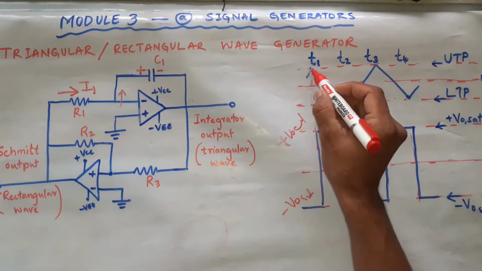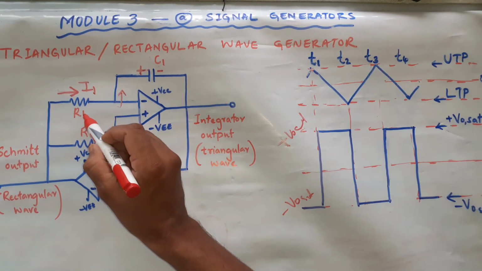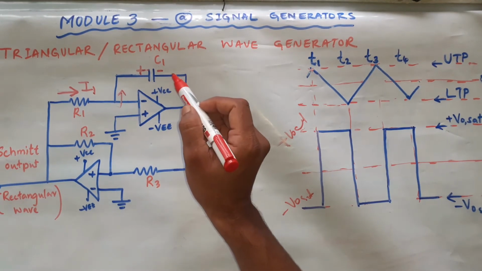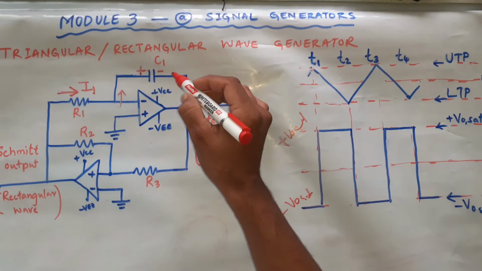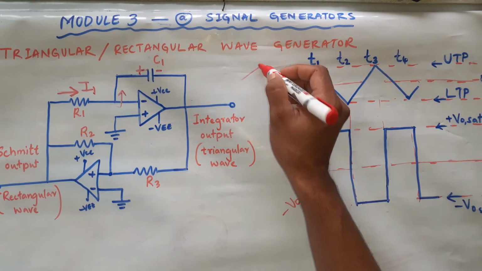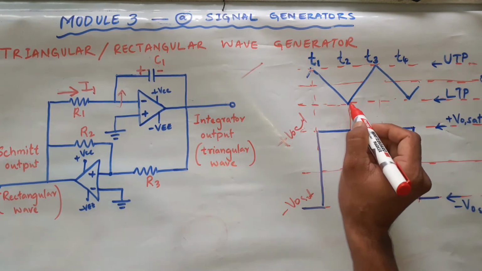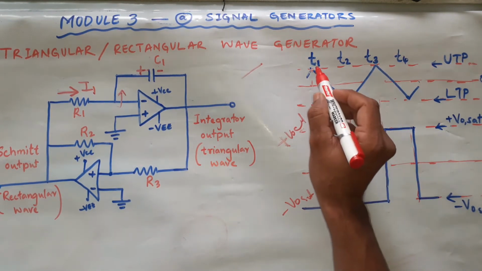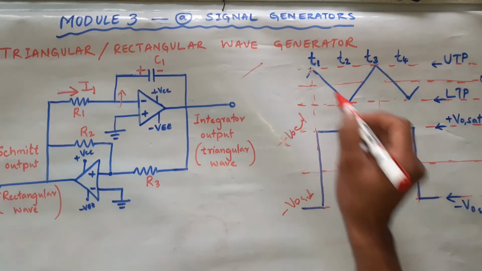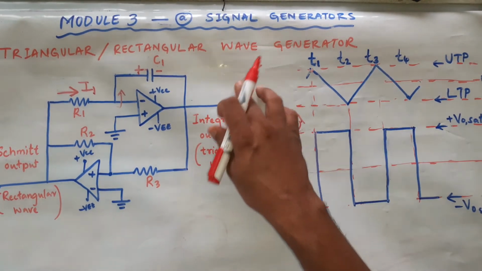See here, you are here, right? When current starts flowing through resistor R1 and then capacitor C1, it is charging your capacitor, right? Charging your capacitor should be a positive ramp, right? But I am showing this as a negative ramp. From T1 to T2 the capacitor is charging. It is going down, so I am calling it a negative ramp. But you may be thinking, why not positive?